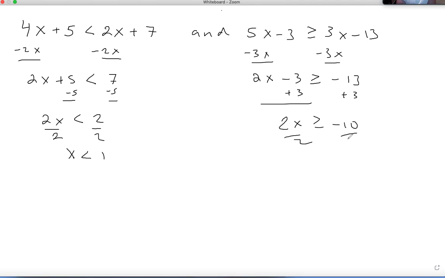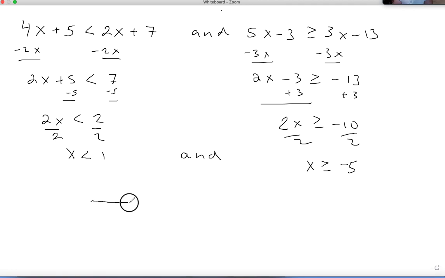And then we'll divide both sides by 2, and we end up with x is greater than or equal to negative 5. No sign flips. I didn't divide anything by a negative, so our signs just stay as they are. So this is saying x is less than 1, and x is greater than or equal to negative 5.